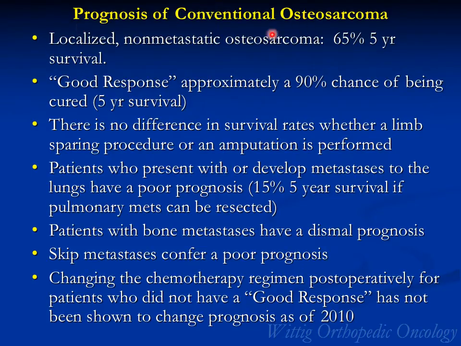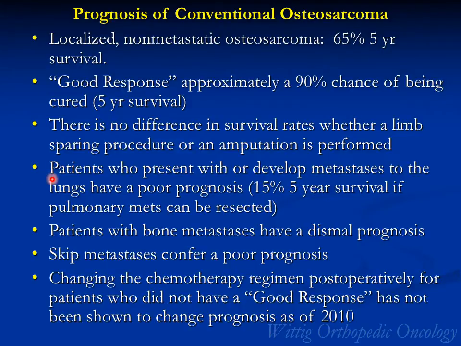Prognosis of conventional osteosarcoma. Localized non-metastatic osteosarcoma, that means when the patient presents, the tumor appears localized and there's no evidence of overt metastases, has overall a 65% 5-year survival. Good responders are patients who've had approximately 90% tumor necrosis or more in their specimen, have approximately a 90% chance of being cured, or 90% 5-year survival rate. There is no difference in survival rates whether a limb-sparing procedure or an amputation is performed.